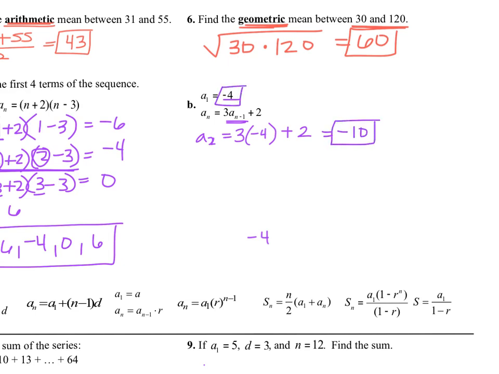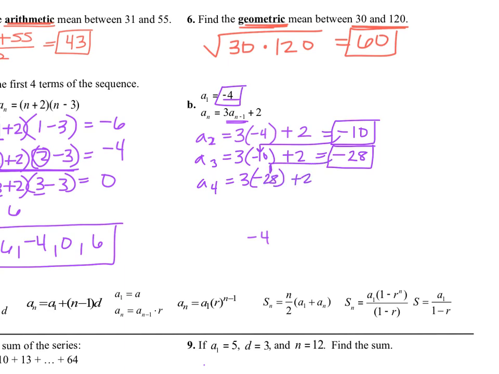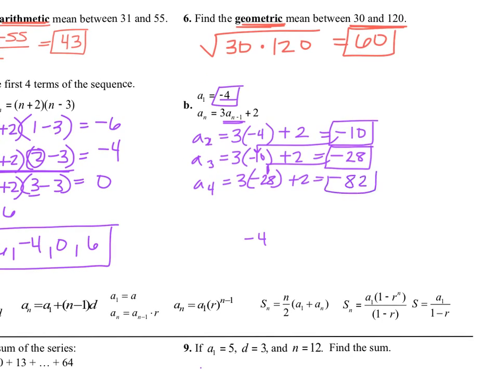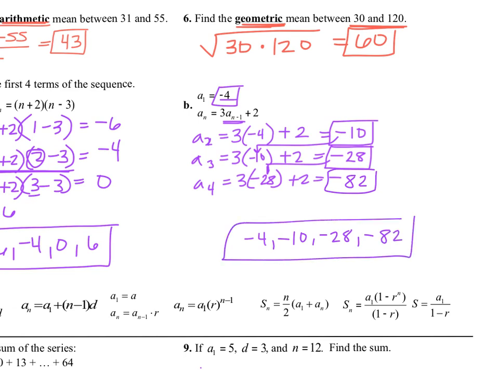Okay, so here's your 1, here's your 2. A sub 3 then is 3 times, now we're going to plug this one in, -10 plus 2, and you get -28. And then a sub 4, our fourth term, is 3 times -28, right? This one just gets dropped in, plus 2, and you get -82. So -4, -10, -28, -82 is your sequence.